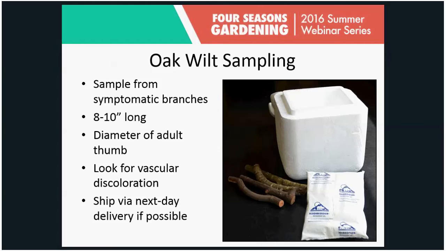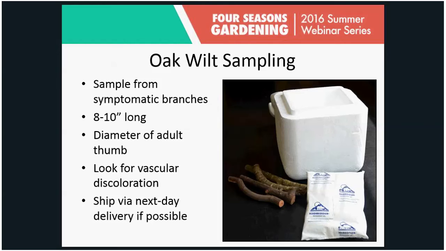Also, please do not send completely dead branches, because at that point the pathogen is long gone. Pathogens like dying tissue. They don't usually like dead tissue. And so dead branches we have a really hard time working with. We request that they're about 8 to 10 inches long, about the diameter of your thumb, so about 1 inch in diameter. And you can look for vascular discoloration.